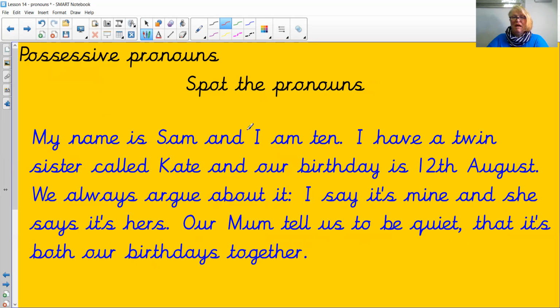My name is Sam and I am 10. I have a twin sister called Kate and our birthday is 12th of August. We always argue about it. I say it's mine and she says it's hers. Our mum tells us to be quiet and that it's both our birthdays together.